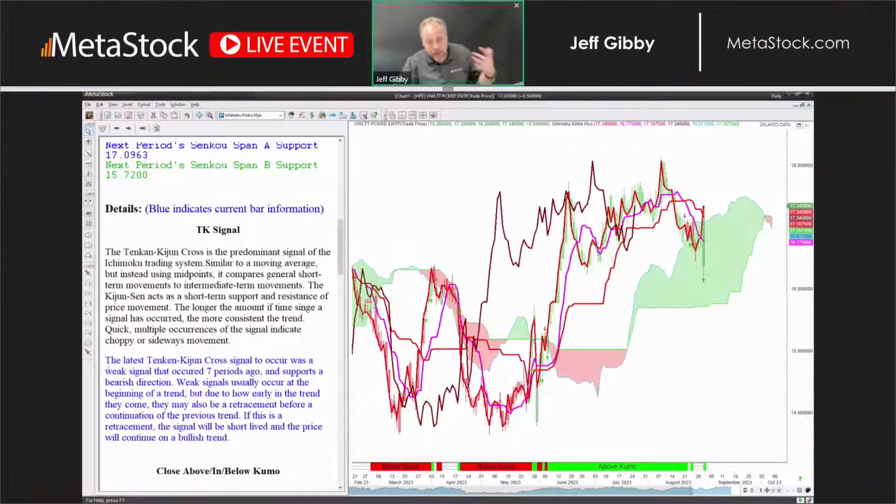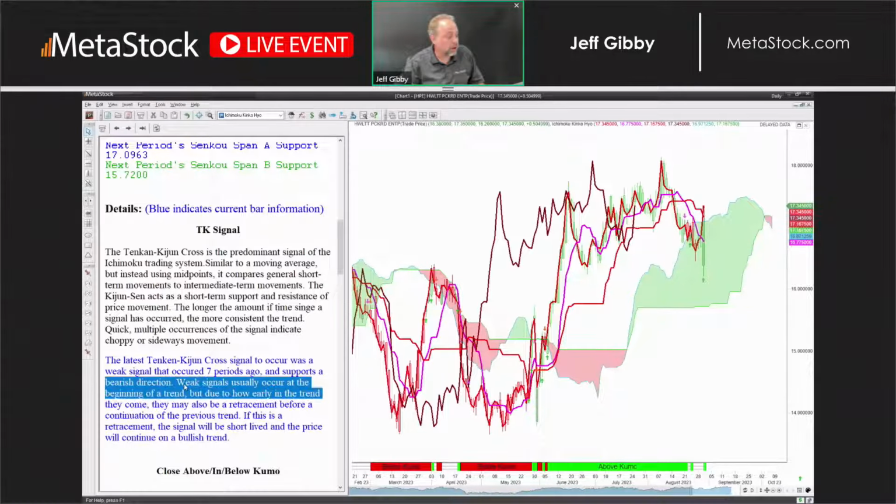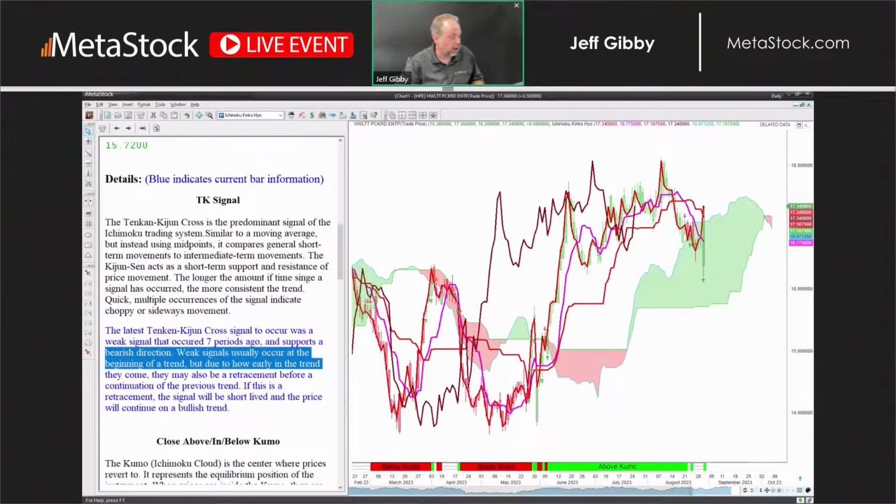So then it goes on to say the latest Tenkan Kijun cross signal to occur was a weak signal that occurred 7 periods ago. This supports a bearish direction. Weak signals usually occur at the beginning of the trend, but due to how early in the trend they continue, they may also be a retracement before the continuation of the previous trend. If this is a retracement, the signal will be short-lived and the price will continue in a bullish direction. Okay, so it really breaks them down.